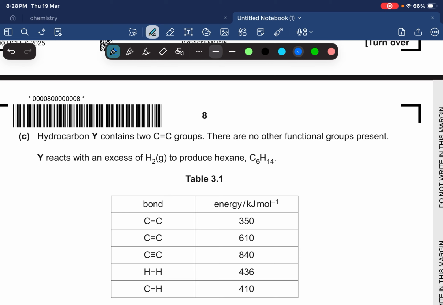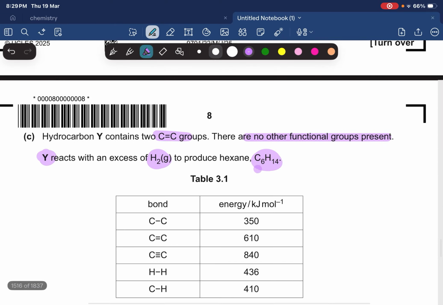Hydrocarbon Y contains two carbon-carbon double bond groups. There are no other functional groups present. Y reacts with an excess of H2 to produce C6H14. That means Y initially is going to have 6 carbons, and then when it reacts with H2, the double bonds are going to be finished.